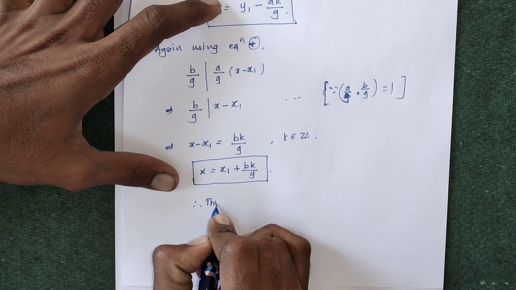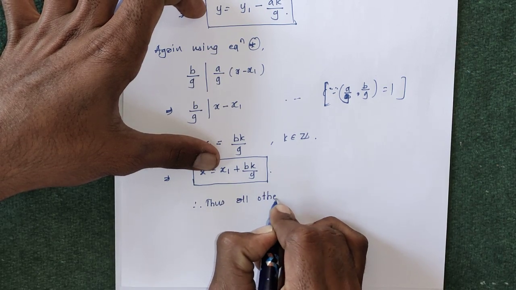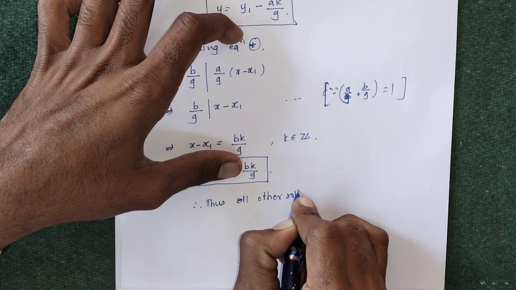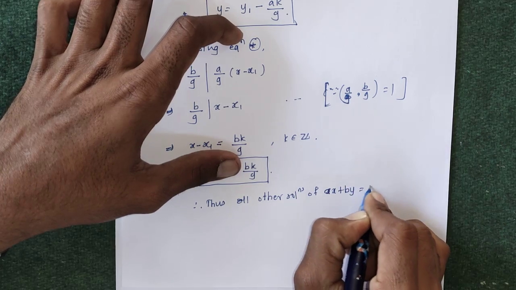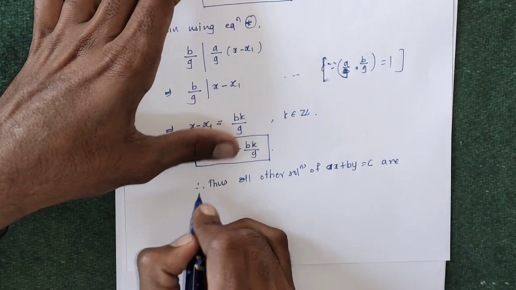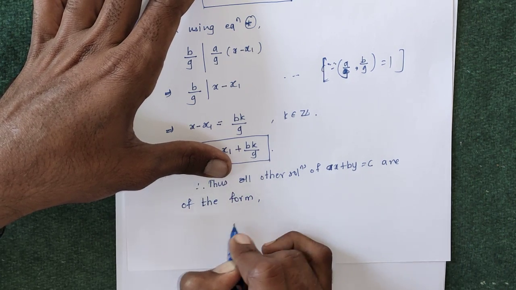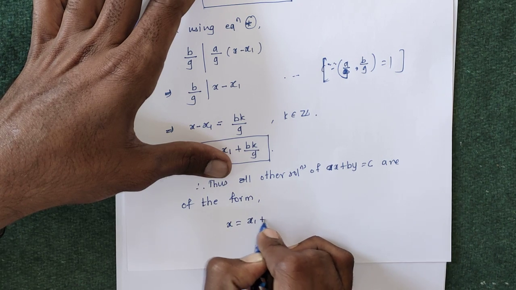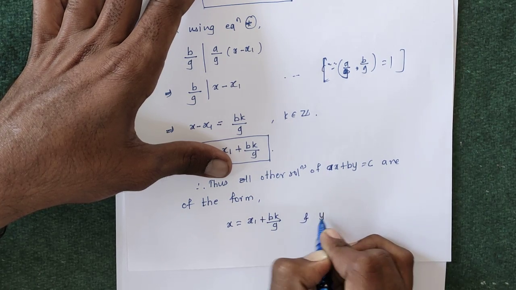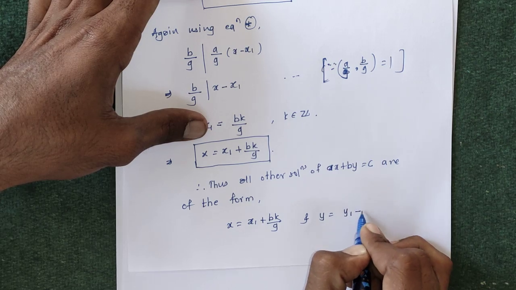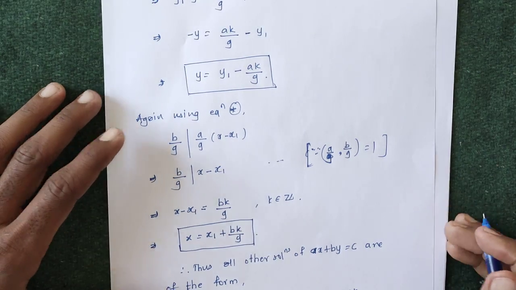Therefore we can write thus all other solutions, that is solutions other than x1, y1, other solutions of ax plus by is equal to c are of the form x is equal to x1 plus bk upon g and y is equal to y1 minus ak upon g. Hence the proof of this theorem.